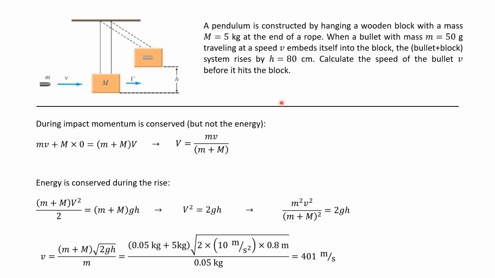And if we plug in the values that are given here, 50 grams for the bullet mass, 5 kg for the block mass, 10 for gravitational acceleration, and 0.8 meters, because it's 80 centimeters, for the height, and divide this by the mass of the bullet, which is again 50 grams, we end up with 401 meters per second. So that's the velocity of the bullet, and that's the answer to our question. Thank you.